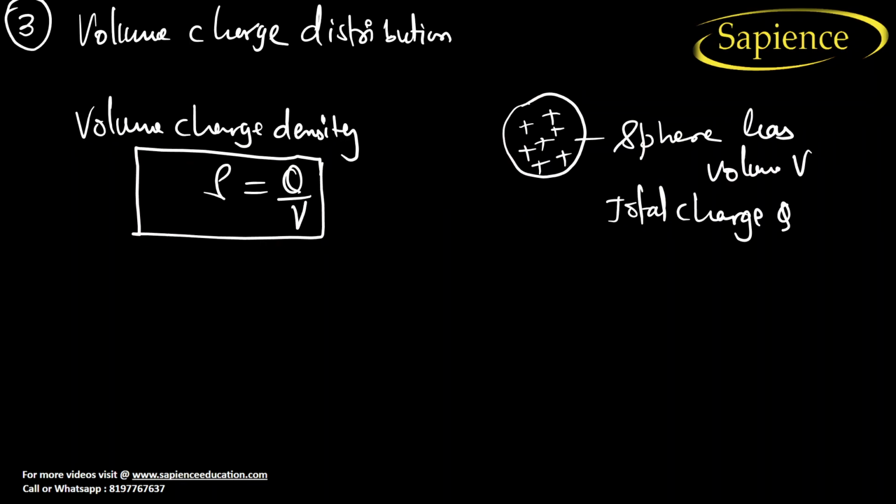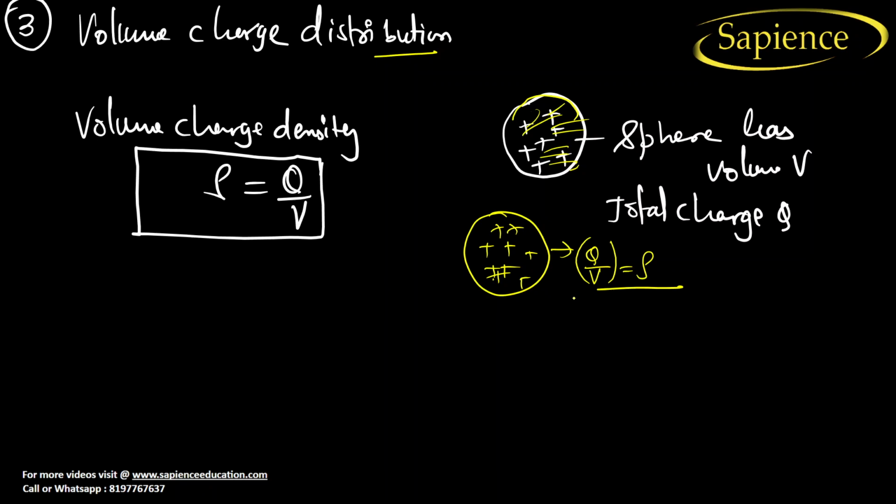Now let us go for a volumetric charge distribution. So what does volumetric charge distribution mean? See, let us consider there is a whole solid sphere, and the charge is being distributed all over the surface and inside the surface. So if the total amount of charge is Q, then charge per unit volume will be known as volumetric charge density. Okay, so what have we learned?